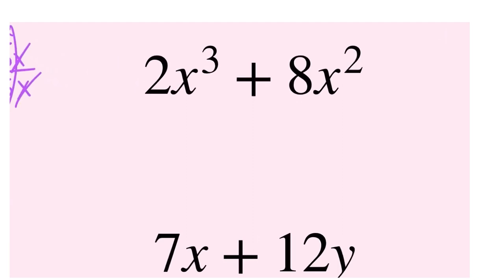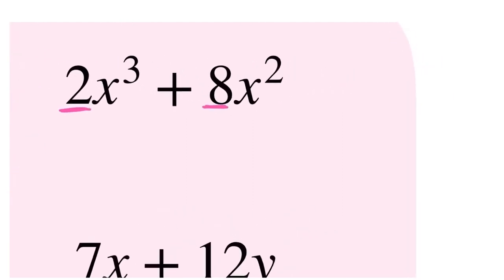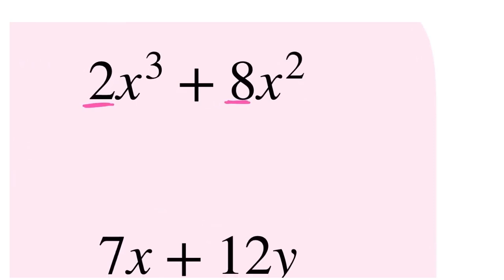I'm going to start by looking at the numbers or the coefficients. What is the greatest common factor of 2 and 8? So you got to think about what number goes into both of these numbers. And that would actually be 2. 2 goes into both of those numbers. So that is what we're going to write on the outside.